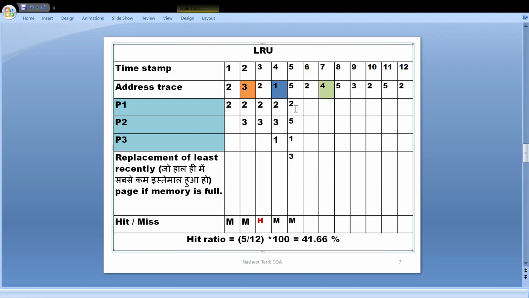Now page number 2 needs to be accessed. Page number 2 is already there in M1, so the processor will access it directly from M1, and it is a hit. Now comes page number 4. It is not there, so first of all it is a miss. Now the replacement algorithm will say 2 came just now, 5 is here, 1 is the least recently used. So the page that you will be replacing is page number 1, by page number 4.